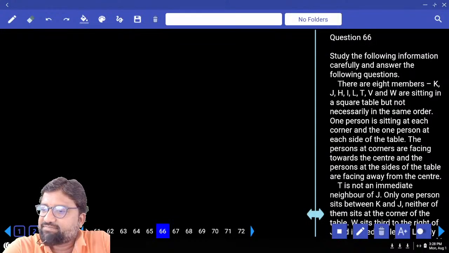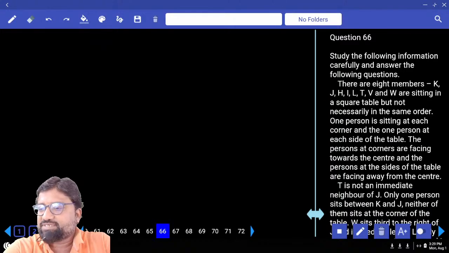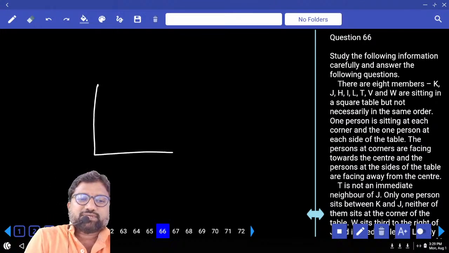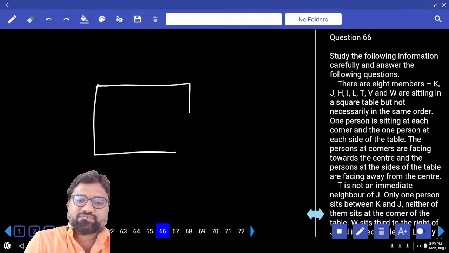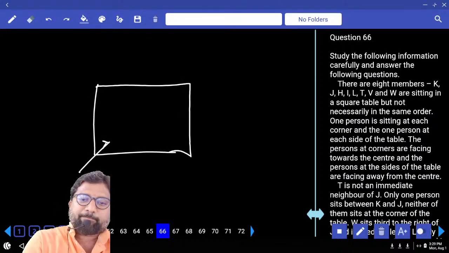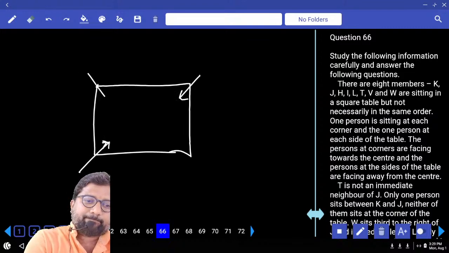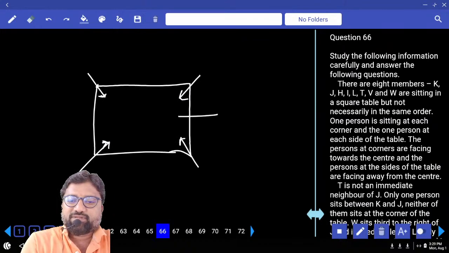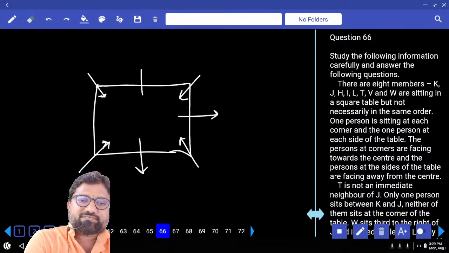J, H, I, L, T, V and W are sitting at a square table, but not necessarily in the same order. One person is sitting at each corner of the table and one person at each side of the table. The persons at the corners are facing towards the center, and the persons at the sides of the table are facing away from center.